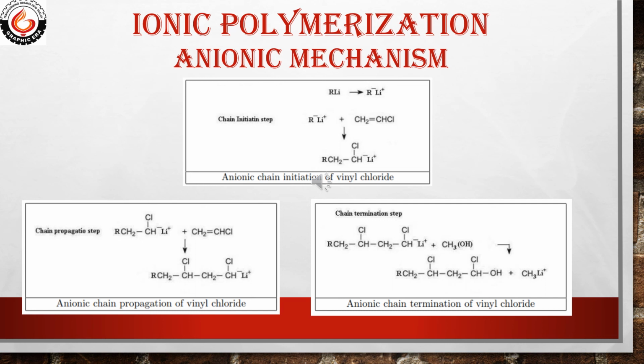In the last step, which is the chain termination step, again just like the other two mechanisms, chain termination takes place in different ways. Here the example is given where it reacts with CH3OH and OH is attached to the chain and terminates the reaction, and lithium is attached with the CH3. So in this way the reaction is stopped.